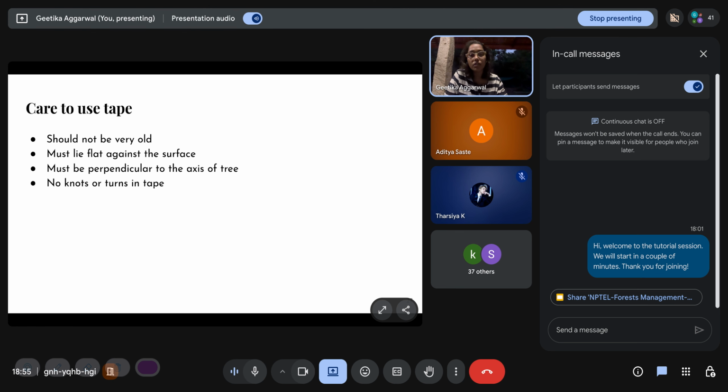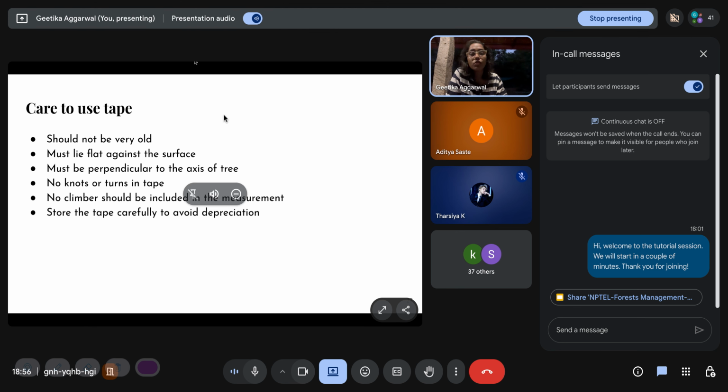There should be no knots or turns in the tape. And if the tree has a lot of climbers going around it, you should make sure that they are not included in the measurement. Either take your tape from an area without the climber on the tree, or you'll have to cut out the climber before you get the measurement. And then you should store the tape carefully so as to avoid depreciation, so as to save the tape for a longer time.